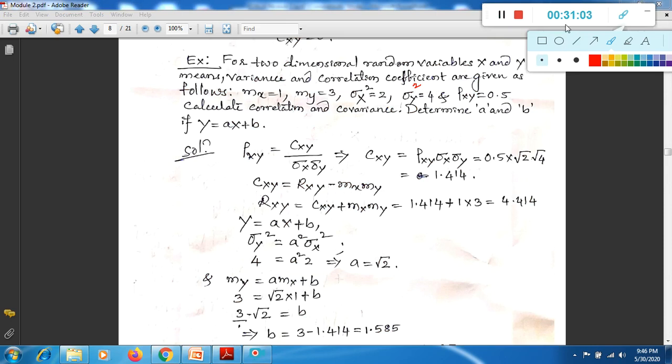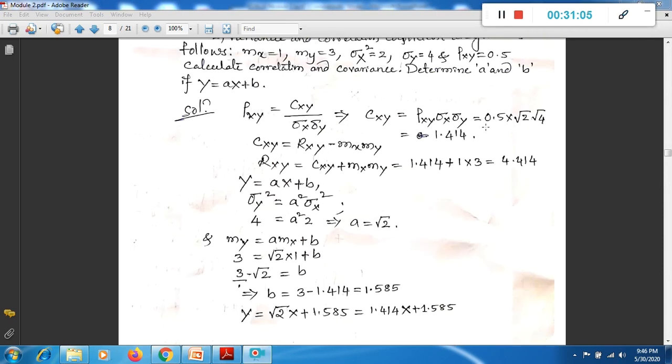We find C of xy from this, and once we know the covariance, we can relate the correlation function here. So covariance and correlation are related by means of this equation, by means of which we can find the correlation function. The correlation is R of xy, which is nothing but the sum of these two, C of xy plus mx my. So which will be 4 point something.